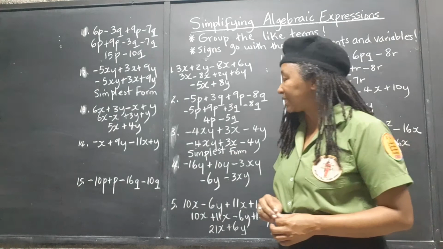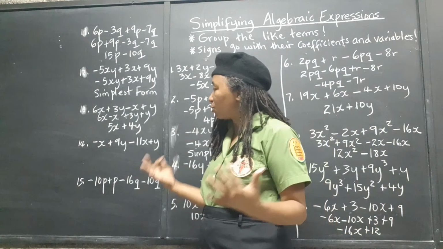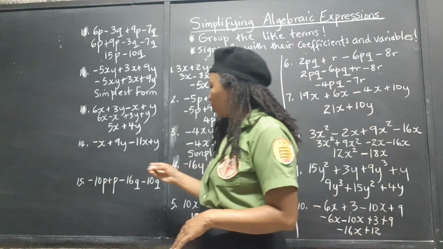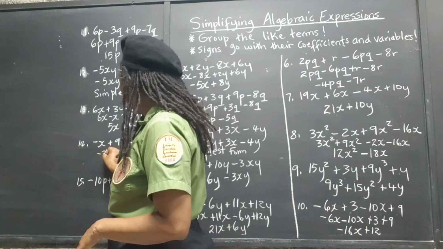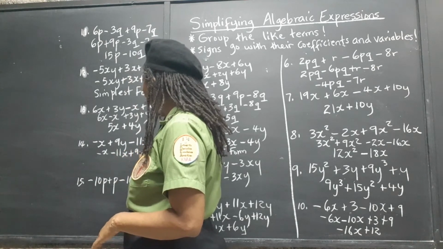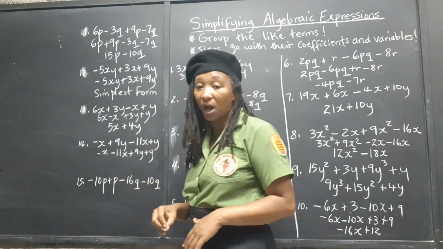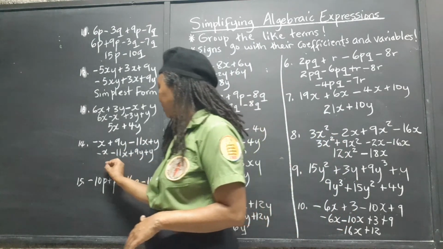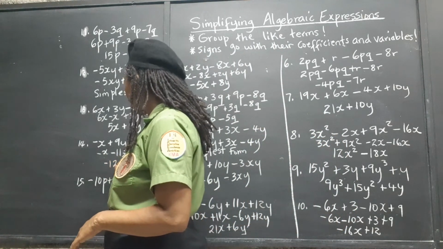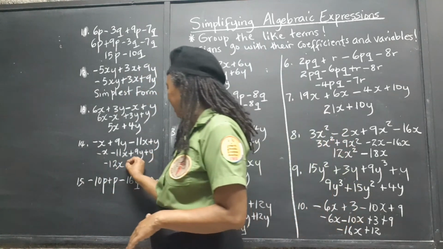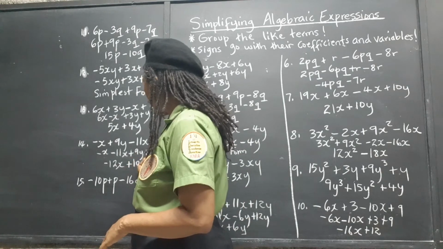For number 14, we can group our x's, we can group our y's again. So we have a negative x and a negative 11x. We have a positive 9y and a positive 1y. So negative 1x minus 11x gives negative 12x. And 9 plus 1 gives 10, so that's 10y.